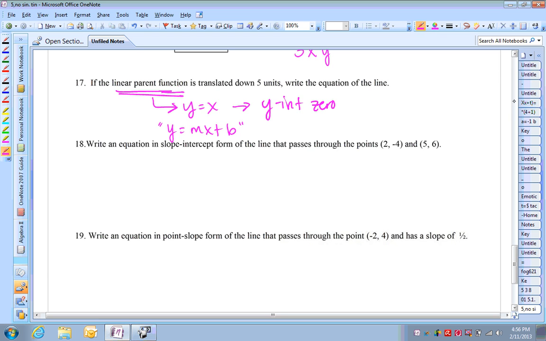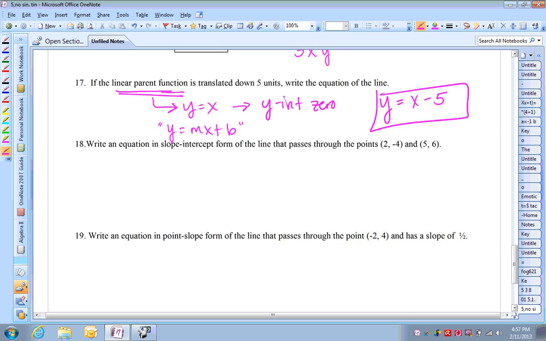Well, when you translate a line, it doesn't change the steepness. So the slope here is not changing, but if you're moving it down, the y-intercept will. So the y-intercept in this case is going to go from 0 to -5. So we write it as y equals x, and then our new b value, our y-intercept, is -5. So our equation is y equals x minus 5.